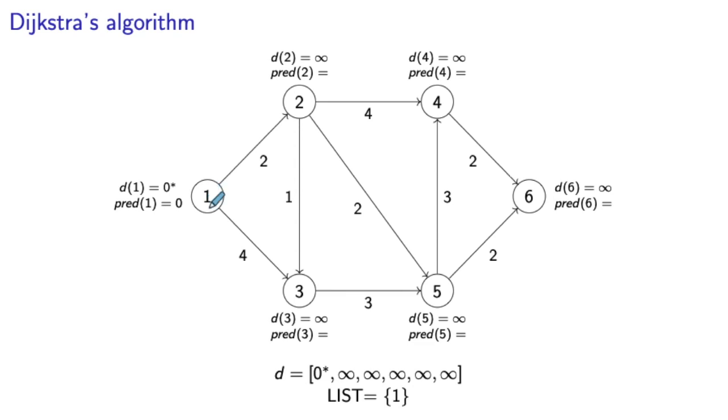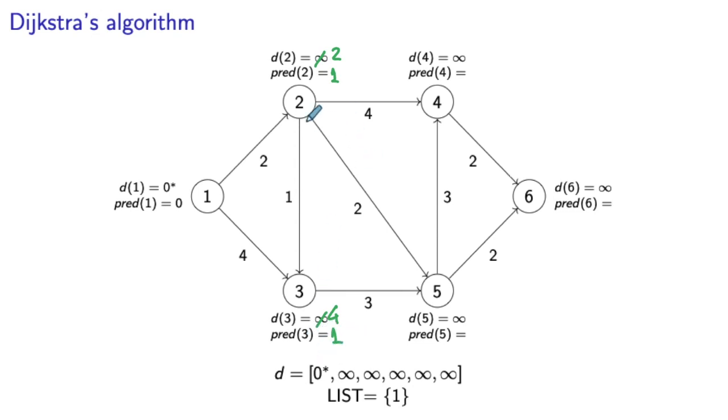Alright, so going from 1 to 2, we can do it in 2 units of distance, therefore we can update the distance label for node 2 from infinity to 2, and this distance is achieved by using 1 as the predecessor. Similarly, if I look at the other arc coming out of 1, then I can update the distance label for node 3 to 4, and the predecessor with which we achieve this distance label is 1.